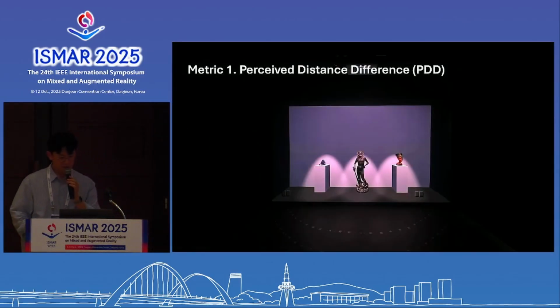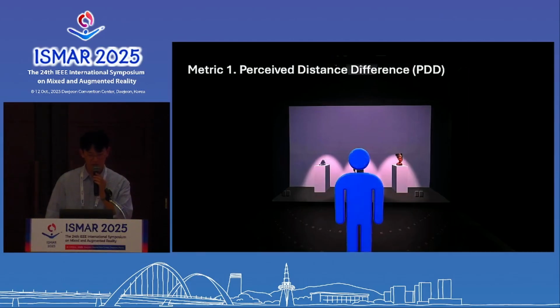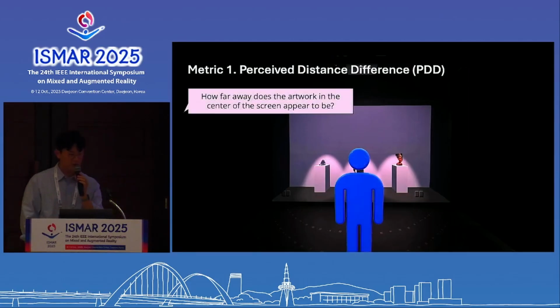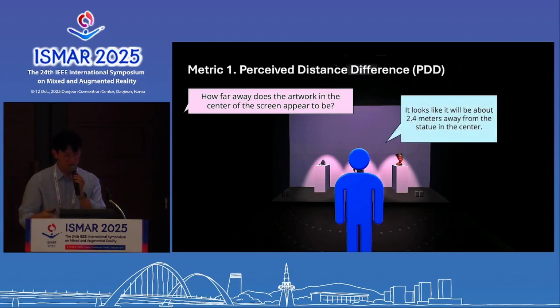When the experiment starts, participants come into this space, and I ask them how far away the artwork in the center of the screen appears to be. Before asking this question, I provide them the reference length for 1 meter. I show them this is the 1 meter, and after they see it and answer the question, it looks like they will be about 2.4 meters away from this theta in the center.